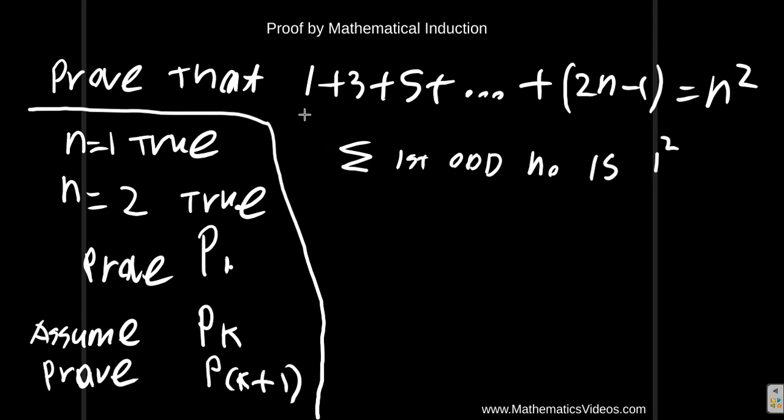First odd number, 1. When n is 1, 2 times 1 minus 1 is 2 minus 1, which is 1. Okay, no problem. At 3, 2 times n is 2. Remember, these are the n positions. n is 1 here, n is 2 for 3. 2 times 2 minus 1, 2 times 2 is 4, minus 1 is 3.